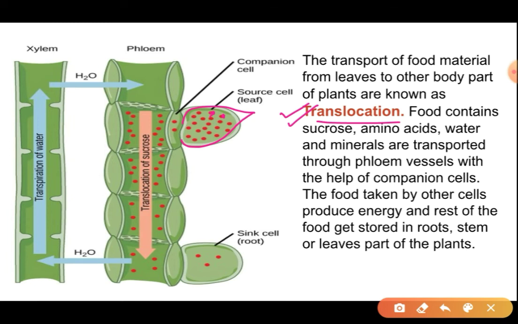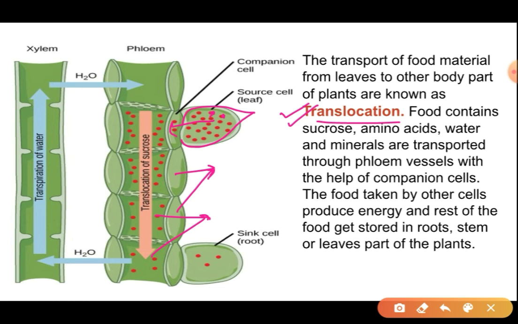So first of all, this food reaches the companion cells. Companion cells are located just beside the phloem vessels. So these are phloem vessels, and along with these phloem vessels there are the companion cells. These companion cells have a nucleus and keep the phloem vessels living. They provide energy to the phloem vessels.